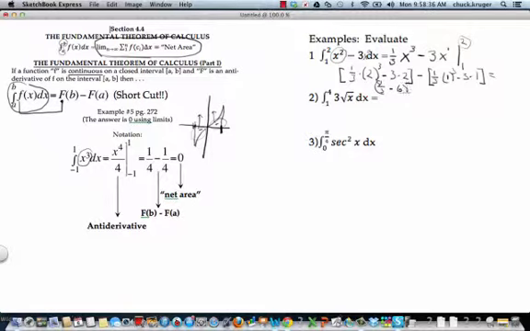Over here, minus, and then over here, 1 cubed is 1. 1/3 times 1 is 1/3, minus 3 times 1, which is 3. Okay, so 8/3. 6 is 18/3.